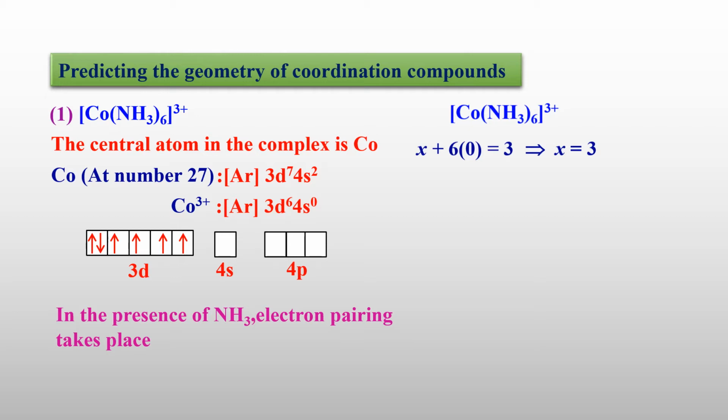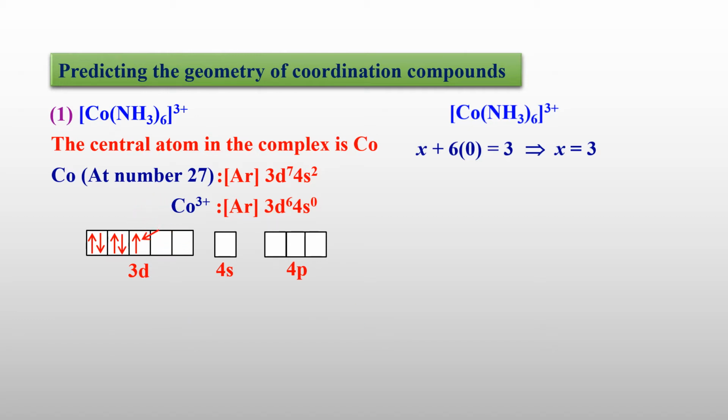Why does electron pairing take place? Because if it is a strong field ligand, then electron pairing takes place. If it is a weak field ligand, then there will be no pairing. Now ammonia is a strong field ligand, so the pairing takes place. The electrons get paired.